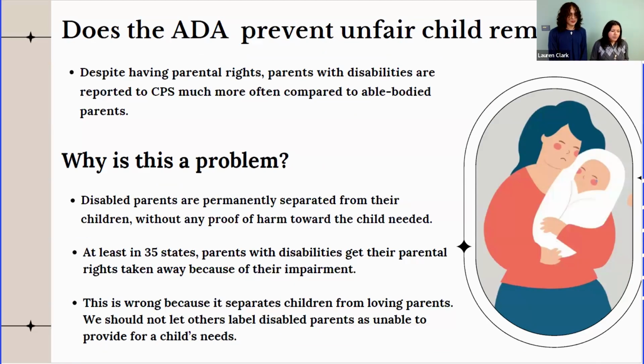But why is this such a big problem? Well, it's a really big problem because disabled parents are permanently separated from their children without any proof of harm towards the child needed. And currently, in at least 35 states, parents with disabilities can get their parental rights completely taken away because of their impairment. So they're using someone's disability as a way of saying you're unfit to be a parent, which is wrong because it separates children from loving parents. We shouldn't let others label disabled parents as unable to provide for their child's needs.